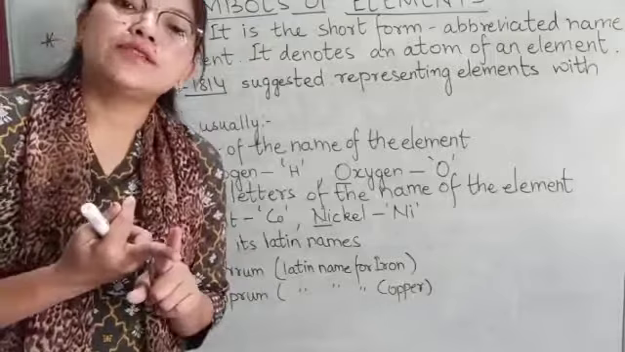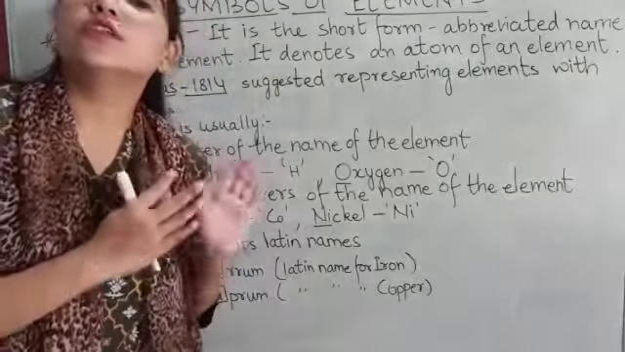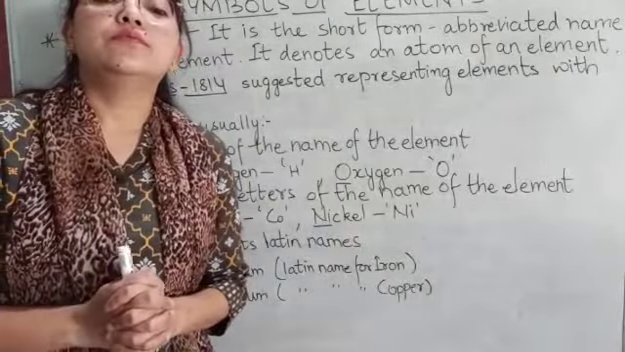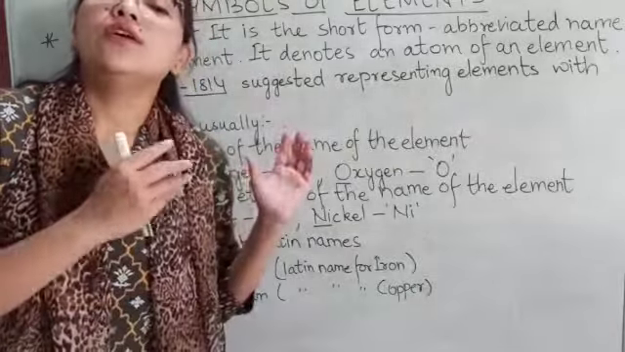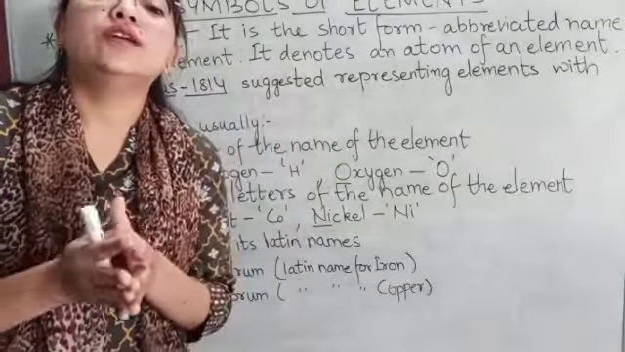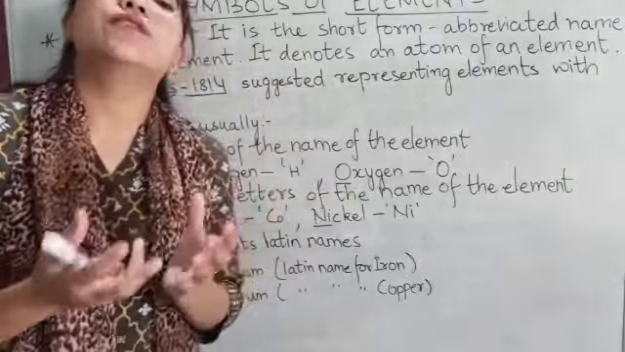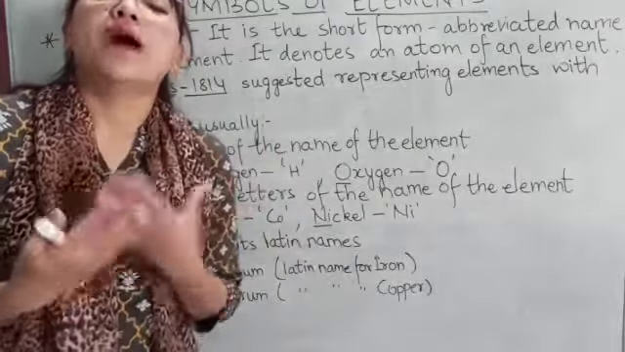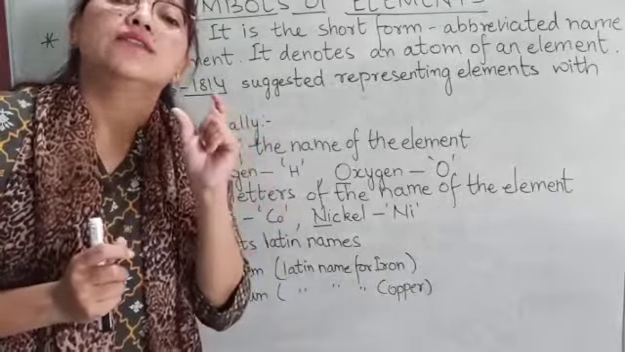Like in hydrogen element, hydrogen atoms are there. In oxygen element, oxygen atoms are there. So it denotes the atom of an element. Now there is a way of writing these symbols. Berzelius, in 1814, was the first one to suggest representing elements with symbols. He gave 3 ways by which an element can be represented using a symbol.